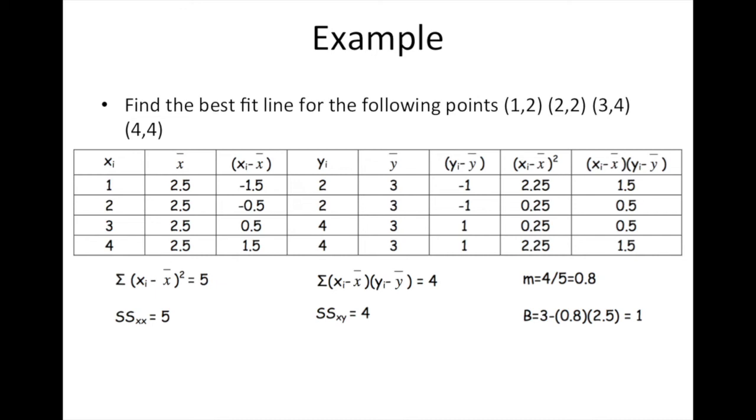In order to find the best fit line, we need to find the slope, which is SSXY over SSXX. In this case, SSXX is 5 and SSXY is 4. So m equals 4 over 5, which is 0.8. Then we find the y-intercept b, which comes out to be 3 minus 0.8 multiplied by 2.5, which equals 1. So the equation of the line is y hat equals 0.8x plus 1.